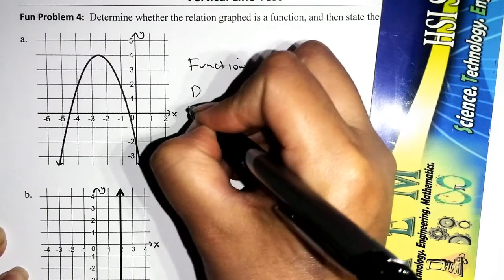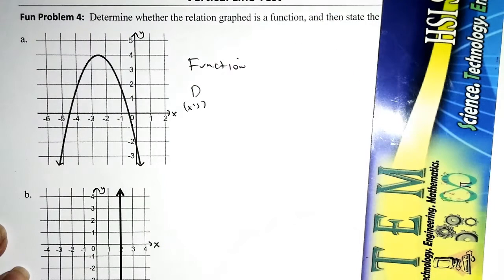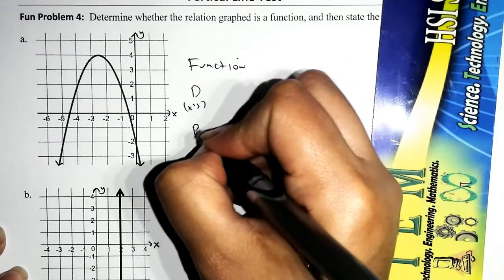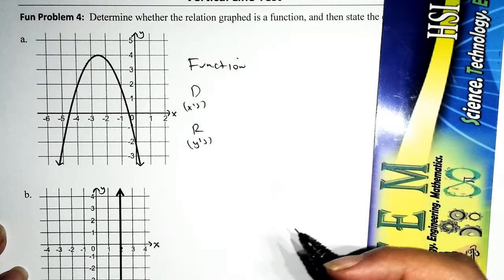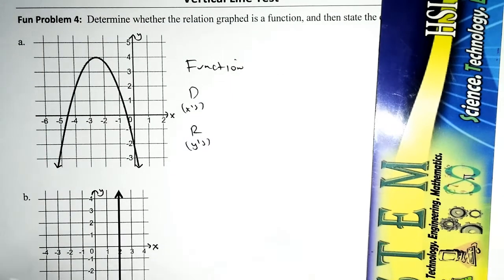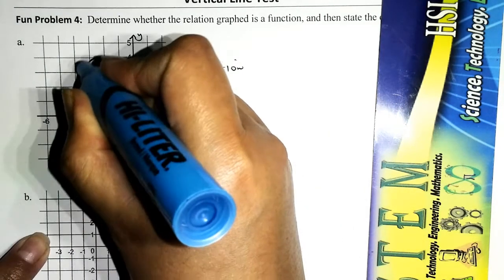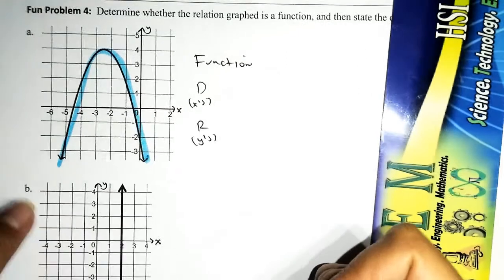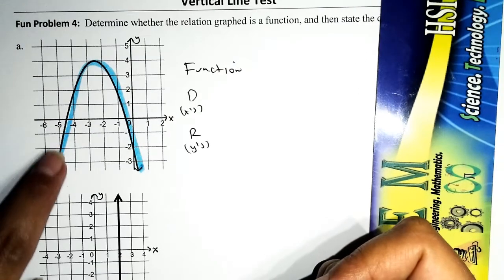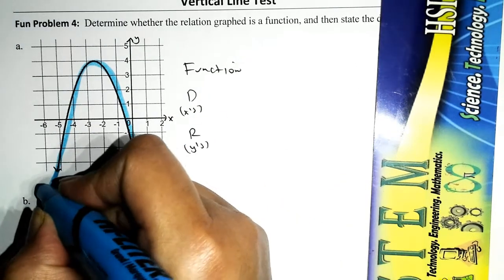Now, domain, remember, it's the set of all the input values, or the x's. Range, the set of all the output values, or the y's. So the domain: what are the x's that are used to create this graph? So remember, we have all of these. Okay, so right here the graph keeps getting wider and wider.